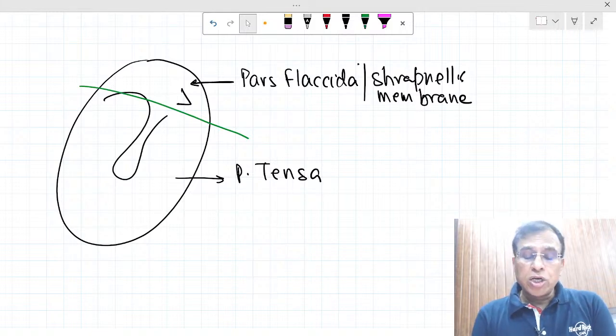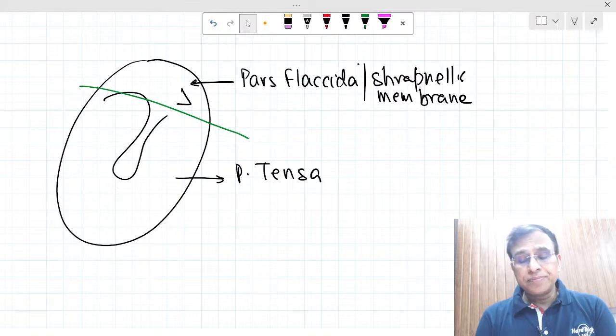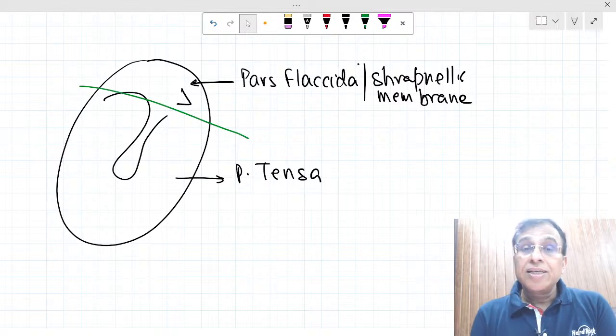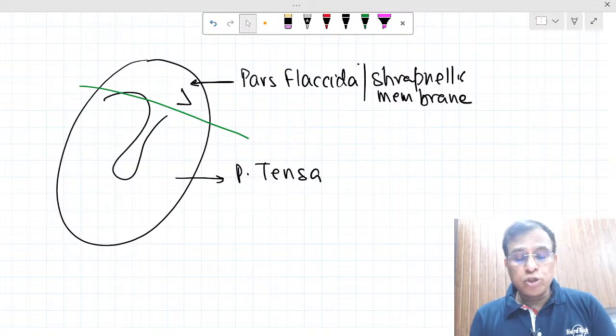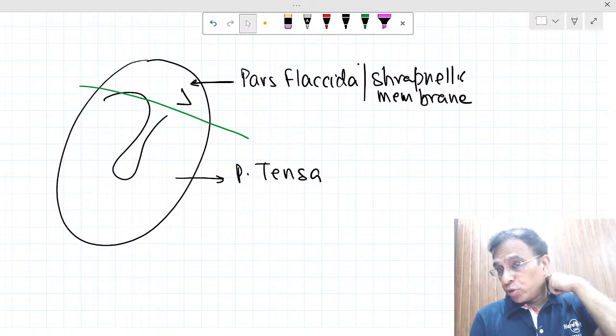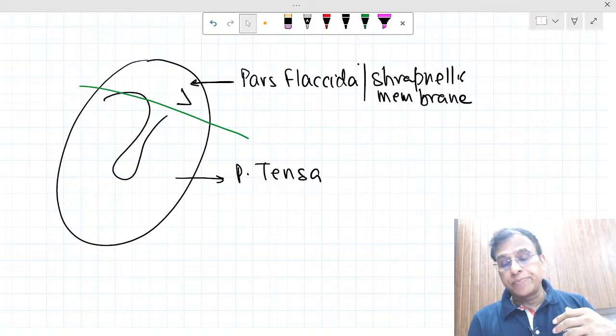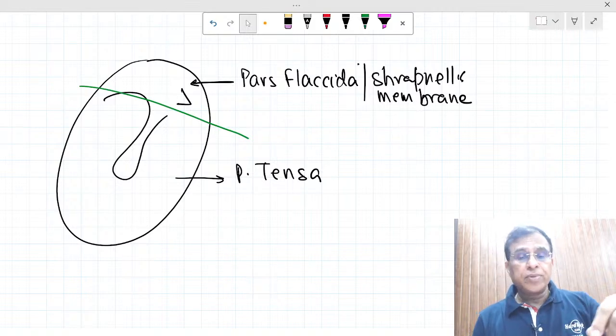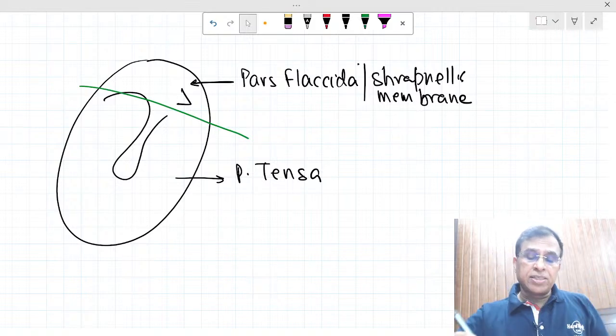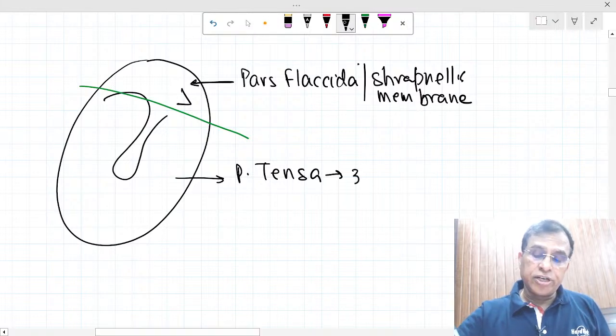And the question is, why is the look different? And the answer is, the anatomy is different. These two parts, the anatomy is different. I am sure you know that the tympanic membrane has three layers, outer, middle, inner layer. Now 3 layers are present only in the pars tensa. Pars flaccida has only 2 layers. So this is the difference.